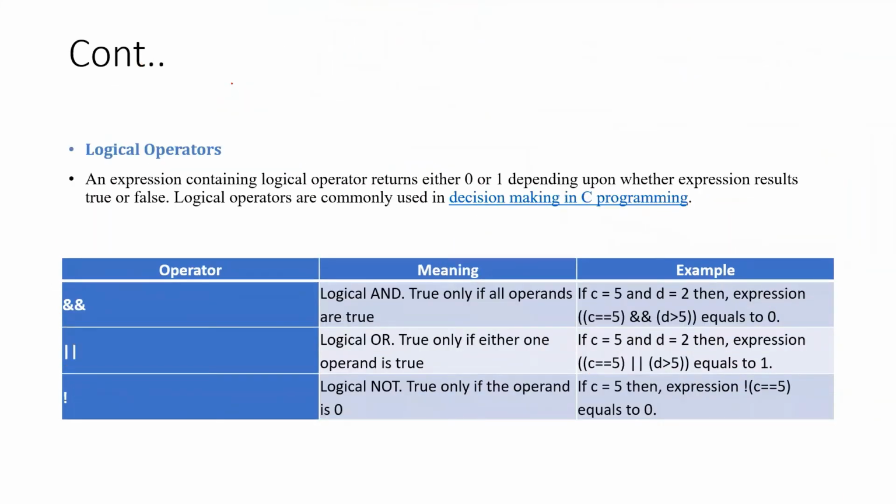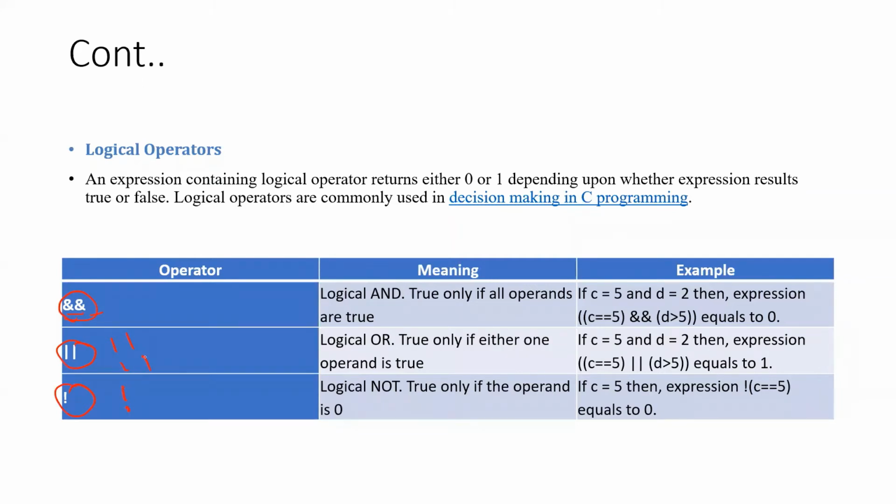Next, logical operators. The logical operators are three operators: and, or, not. These are the three logical operators available in C programming. Not only in C programming, every programming language has this. And is represented with double ampersand, or is represented with double pipes, and not is the exclamation mark.